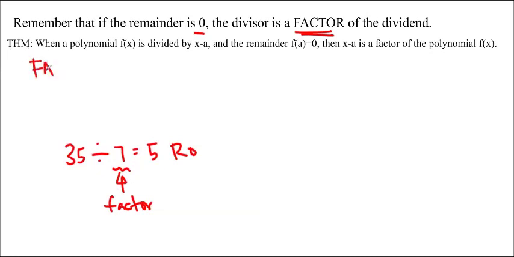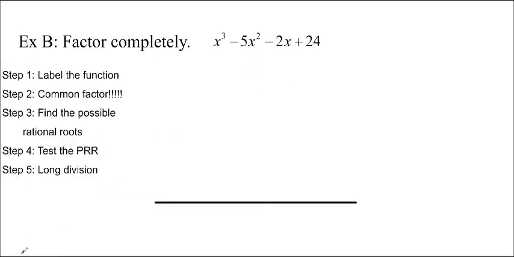It's actually called the factor theorem. When a polynomial f of x is divided by x minus a, and the remainder f of a equals 0, then x minus a is a factor of the polynomial f of x. So I can test to see if something is a factor by just plugging in the a and then finding the answer. So we're going to do that to factor. And that's really good because we need factored form in order to graph things and things like that.